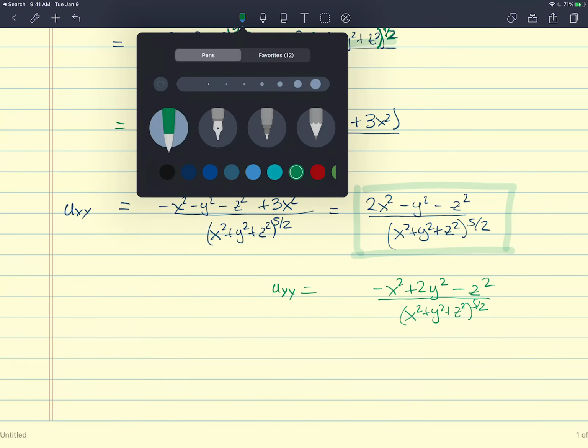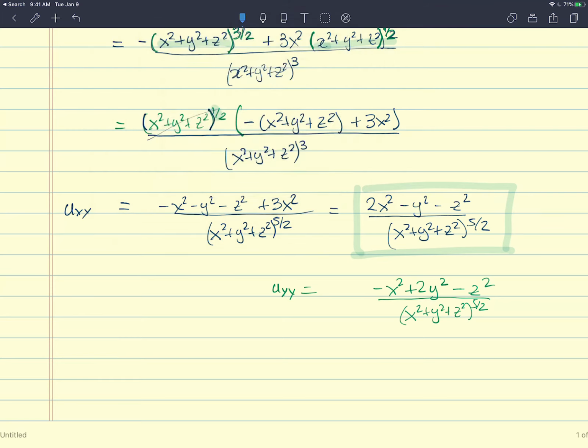And who is going to be, I don't like that color. Let's try to use that. Green. Okay, let's use that color. If I do uzz now. Now, the z is going to be positive. I'm going to have a negative x squared and a negative y squared. This is not cheating, okay? This is noticing that if I repeated the same steps with the other variables, the same thing is going to happen.